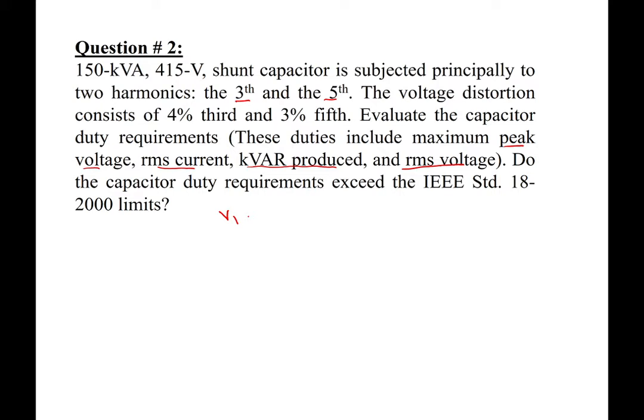Okay, so the voltage V1, the fundamental component, will be 415. Of course, this is the line voltage, so the phase voltage will be that value divided by root 3. Then we can obtain the third harmonic, which will be 4% of V1, and the fifth harmonic will be 3% of the fundamental as well.